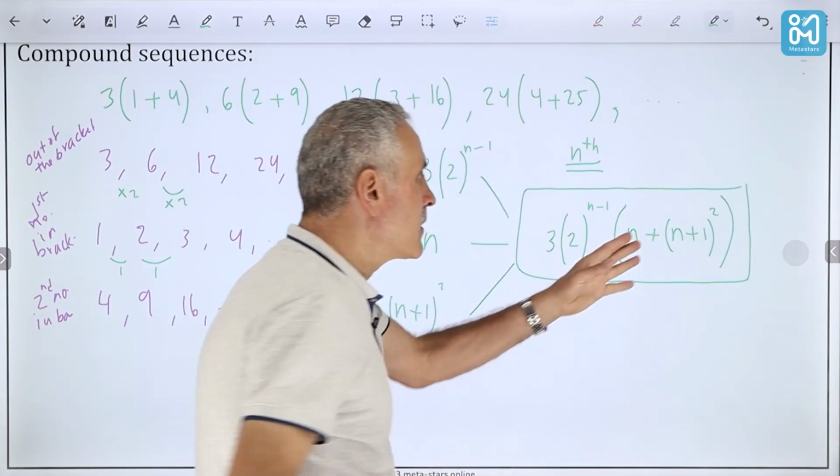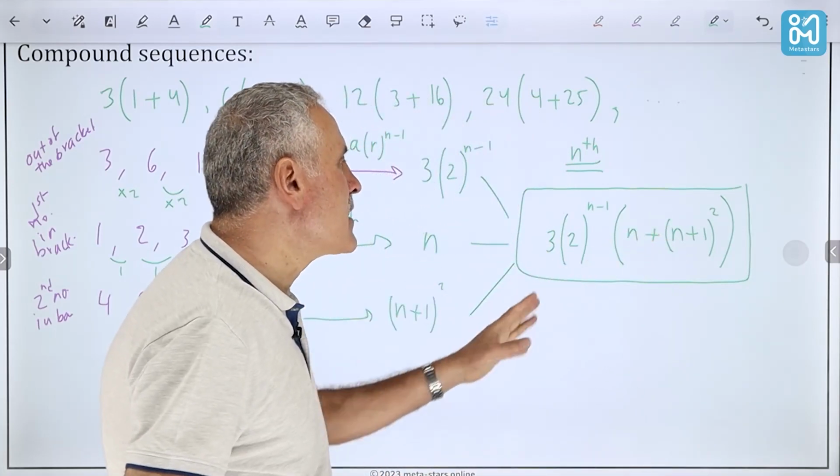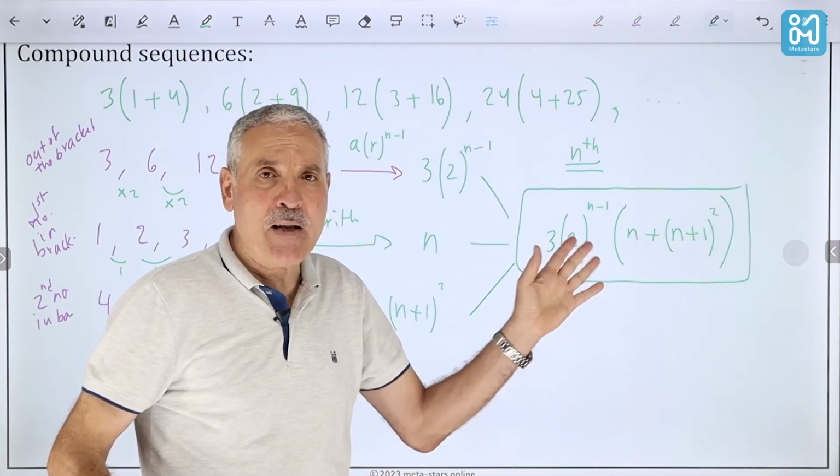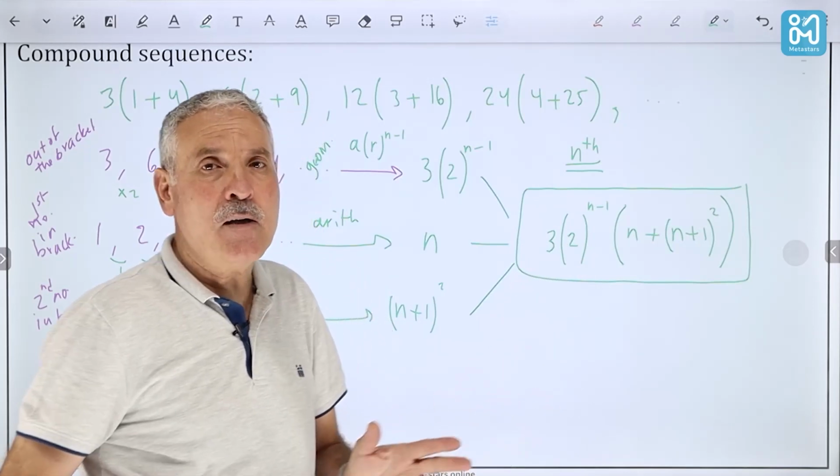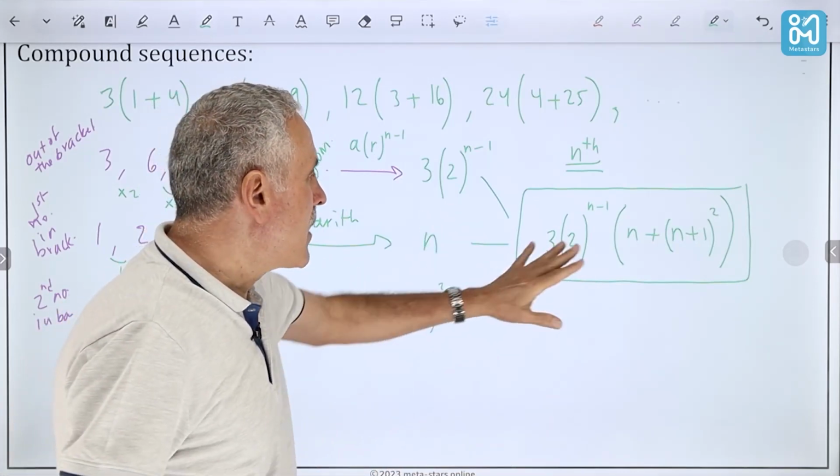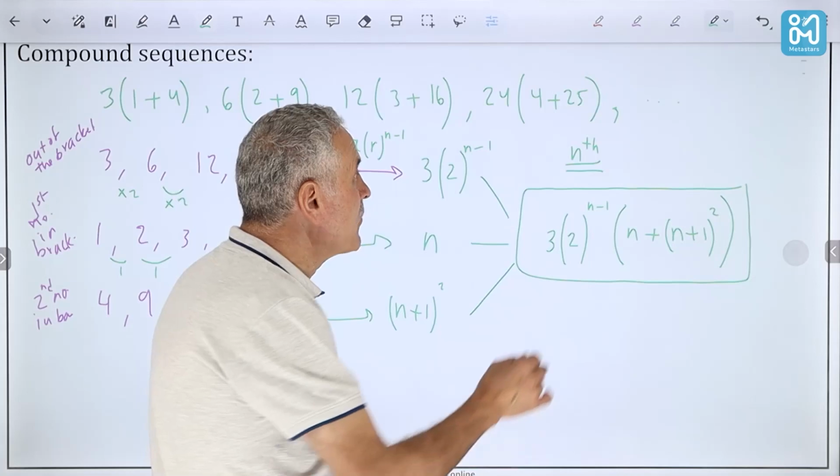Do not expand and add and so on, unless they would ask you to expand this, or they ask you to simplify. You would do that, but otherwise do not simplify. Check very quick.